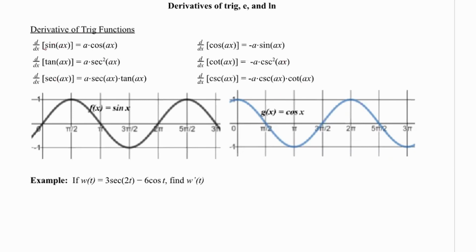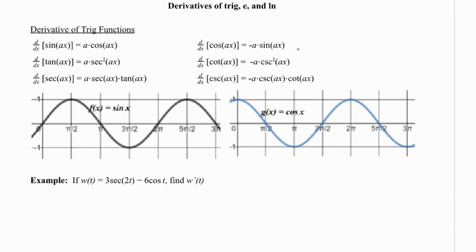The first one is the derivative of sine of x equals cosine of x. Or if we have a constant here, the derivative of sine of ax is equal to a times cosine ax. And the derivative of cosine is negative sine. Let's take a look at these two functions here.